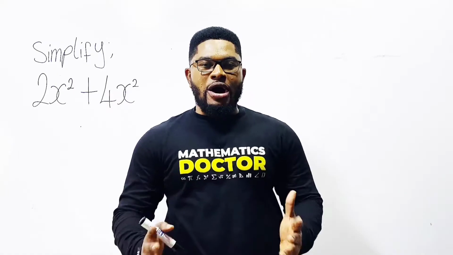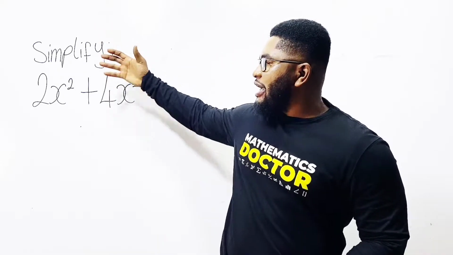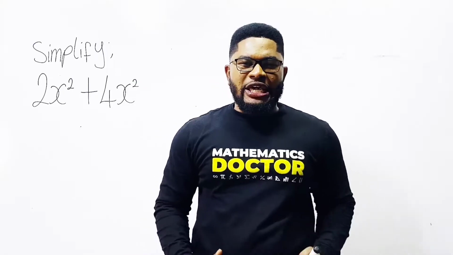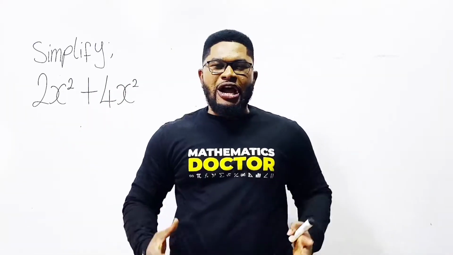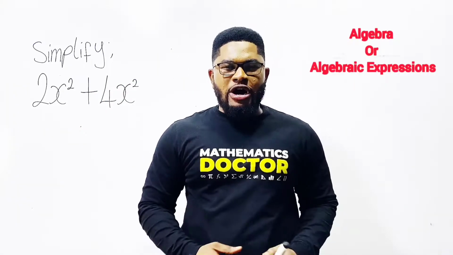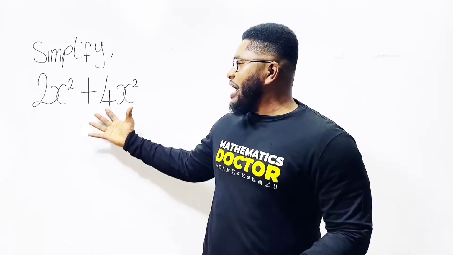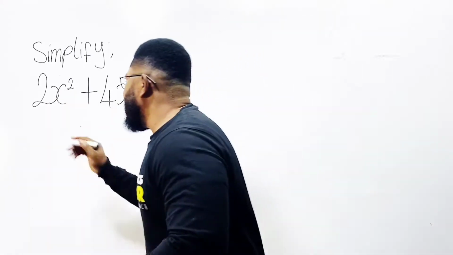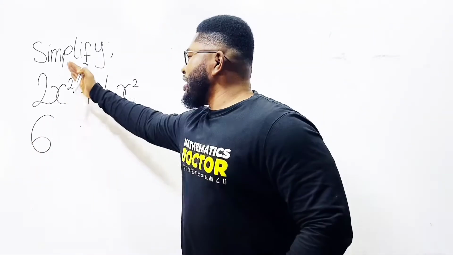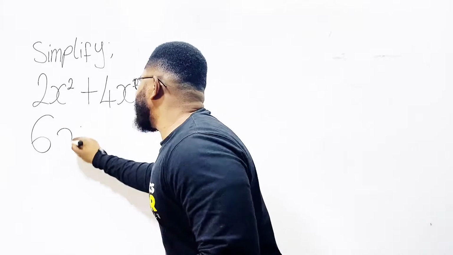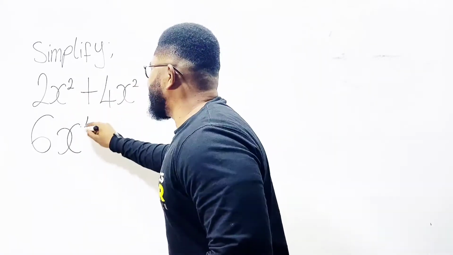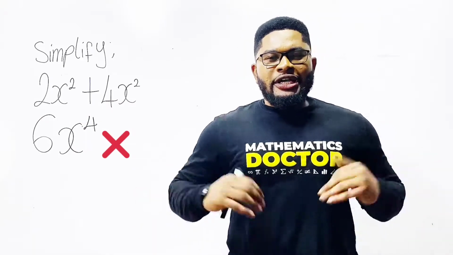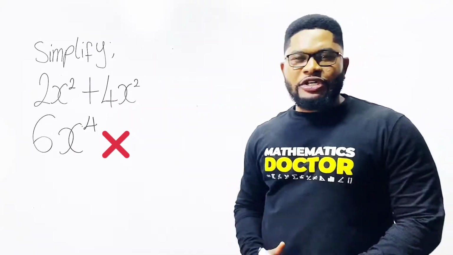Common mistake number one. The question says simplify 2x squared plus 4x squared. Let us see the mistakes students have been making. Now, such a question can be found under algebra. When students are asked to simplify this, they tend to do it this way. 2 plus 4 is giving us 6. Then x squared plus x squared is giving us x to the power 2 plus 2, which is x to the power 4. This is wrong. Now let us see the correct way of doing such a question.